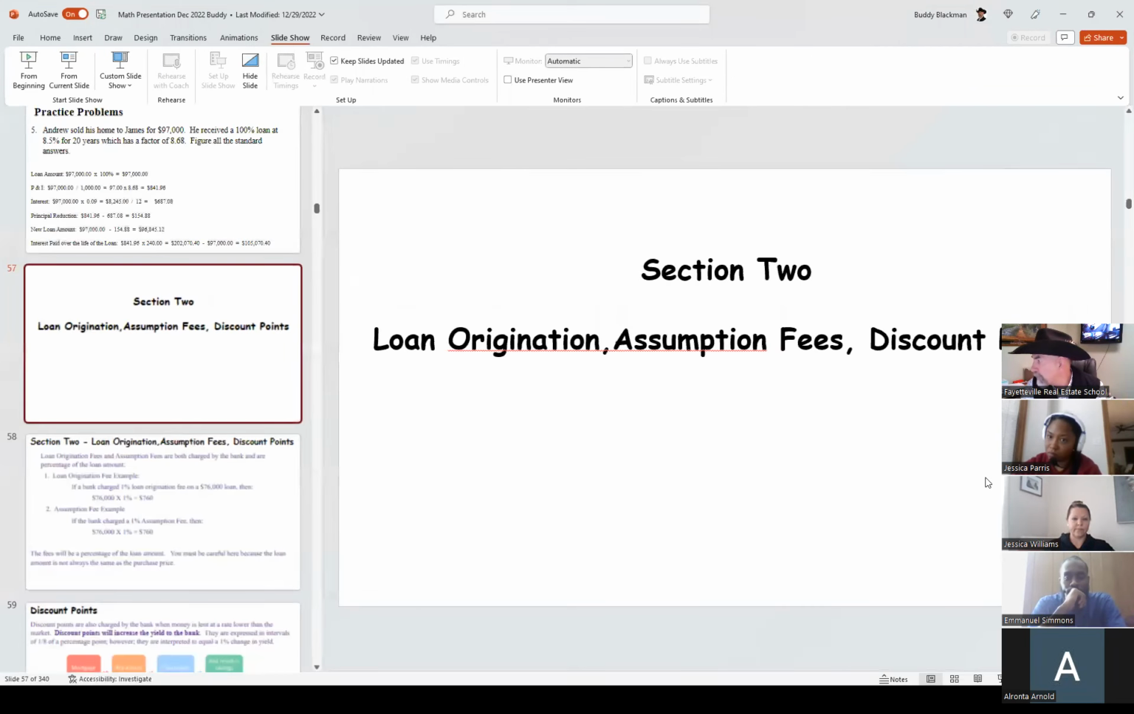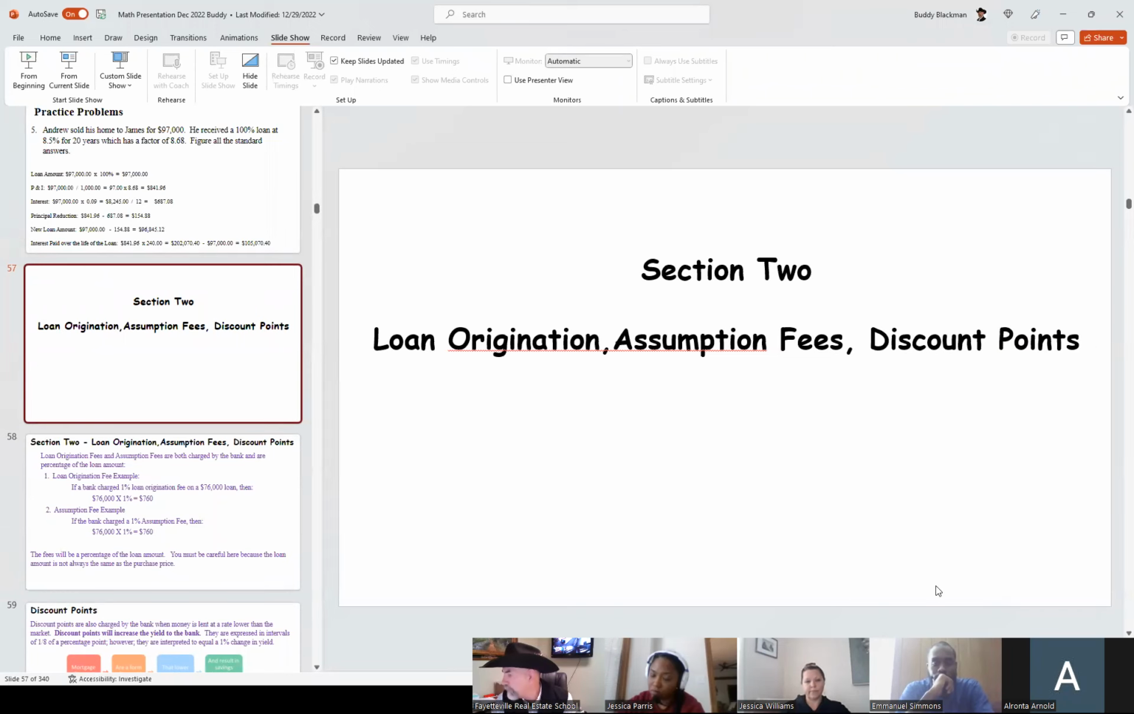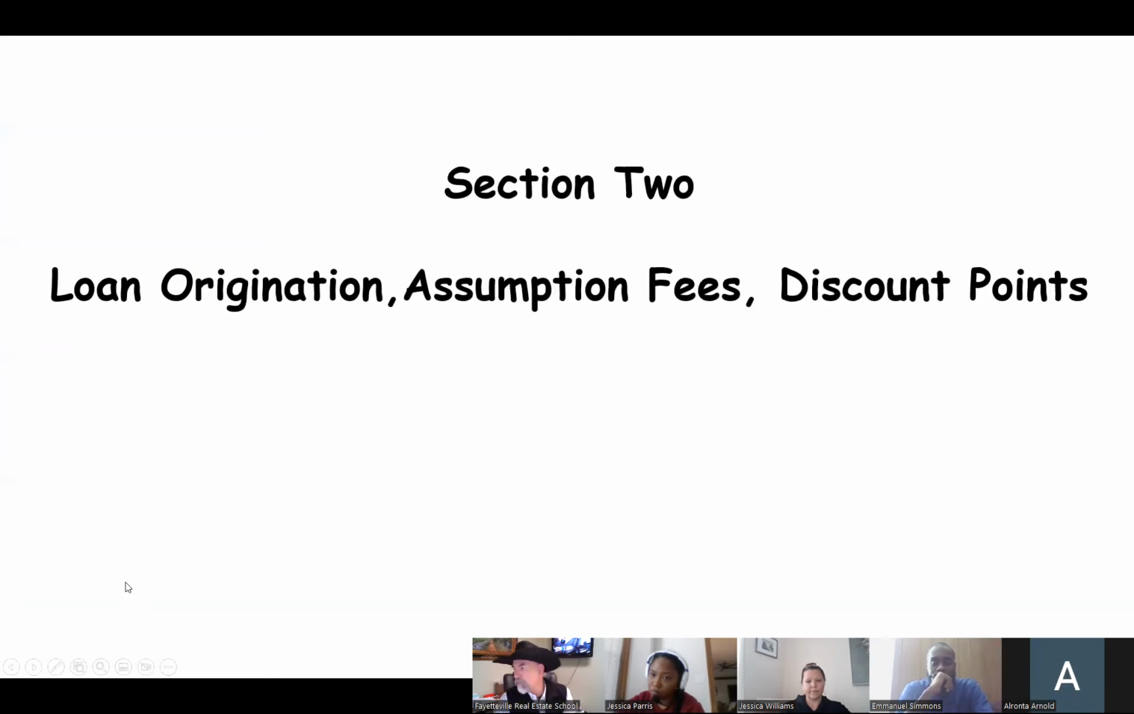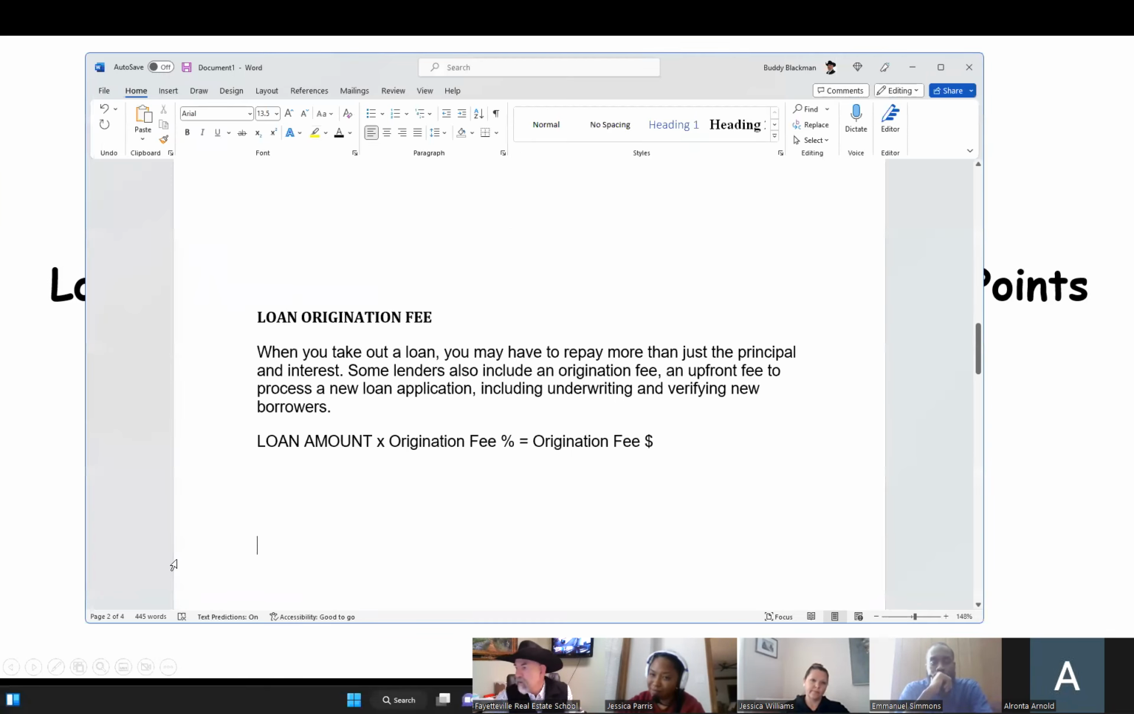And let's see if I can get our, there we go. One second. There we go. Section 2, loan origination, assumption fees, and discount points. I didn't mean to do that. I wanted this one. So we're going to talk about those 3 things.